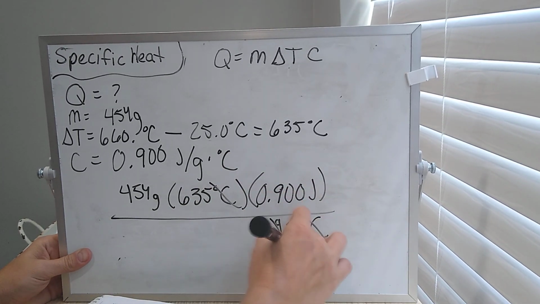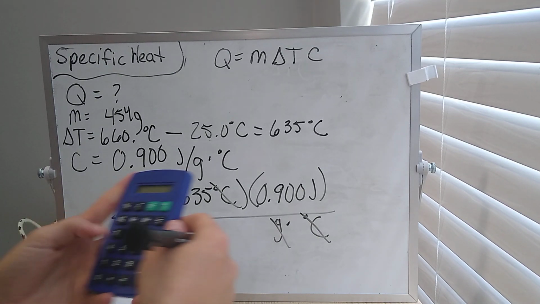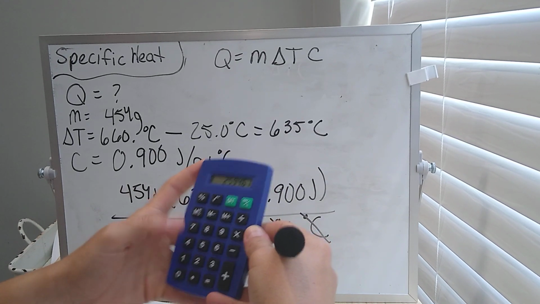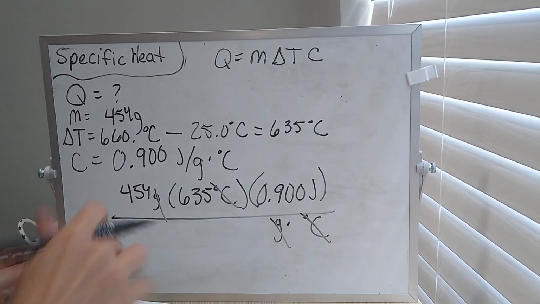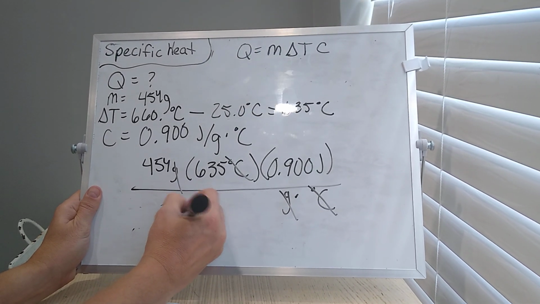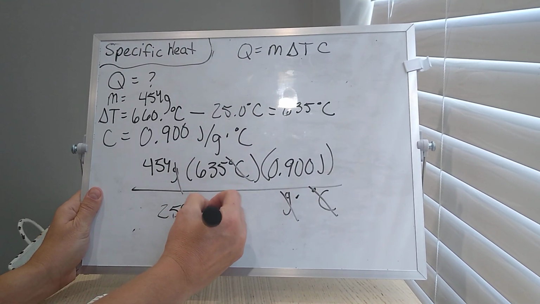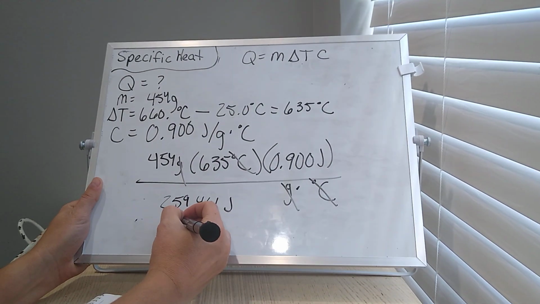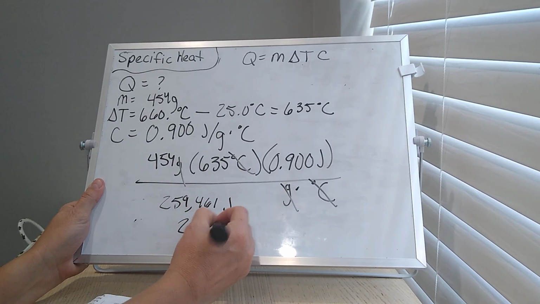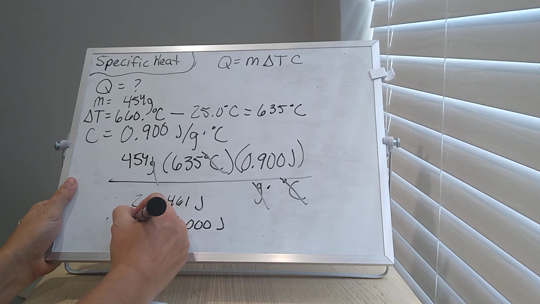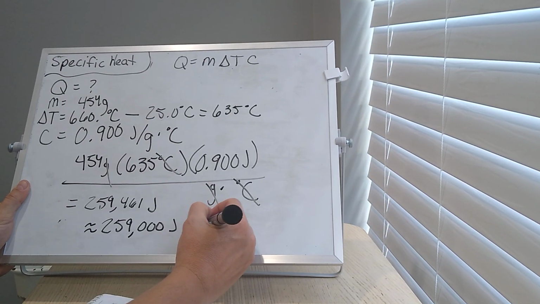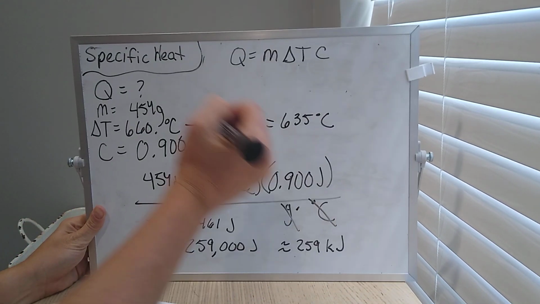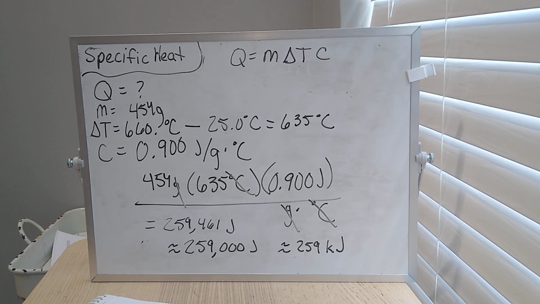So degrees Celsius cancel out, gram cancels out. And you do the math, 454 times 635 times 0.9 equals 259,461, and for sig figs, we have 3, 3, and 4, so we're going to use 3 sig figs. So it'll be 259,000 joules, about, and it can also be 259 kilojoules. All right, and so just make sure you memorize those formulas.